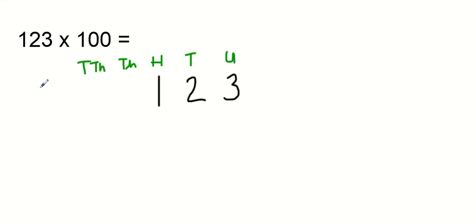Right, moving swiftly on. We're multiplying by 100. Now we remember from last week that each column, look at our number system, is worth 10 times more. Now we know 10 times 10 is 100. So we're going to have to move each digit up 2 columns. Because we're making it 100 times bigger, our number is going to become 100 times bigger. So it's going to move up, it's going to move to the left.